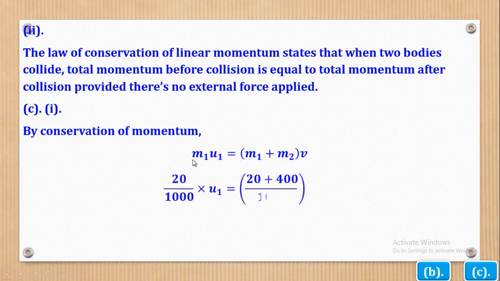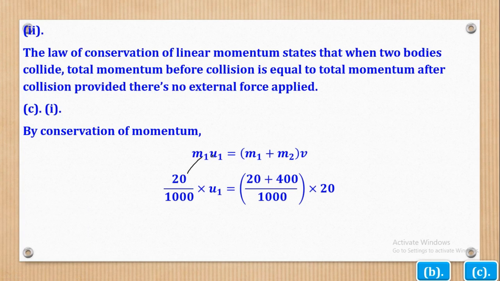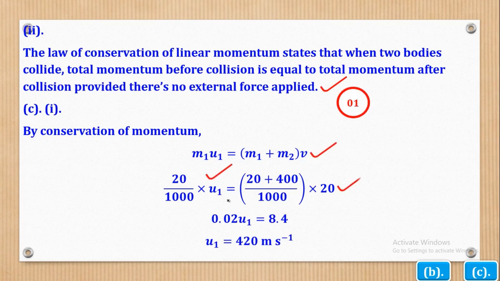So you come and substitute. M1 is 20 grams, so you change to kilograms, which is 20 over 1000. U1 is what they want, M1 is 20 grams, M2 is 400 grams, everything divided by 1000 to change it to kilograms. Then V is 20. So when I simplify, I'll come up with 0.02 U1, and the whole of this will be 8.4. Then make U1 the subject, U1 will be equal to 420 meters per second. So basically that's what they wanted for Roman 1.